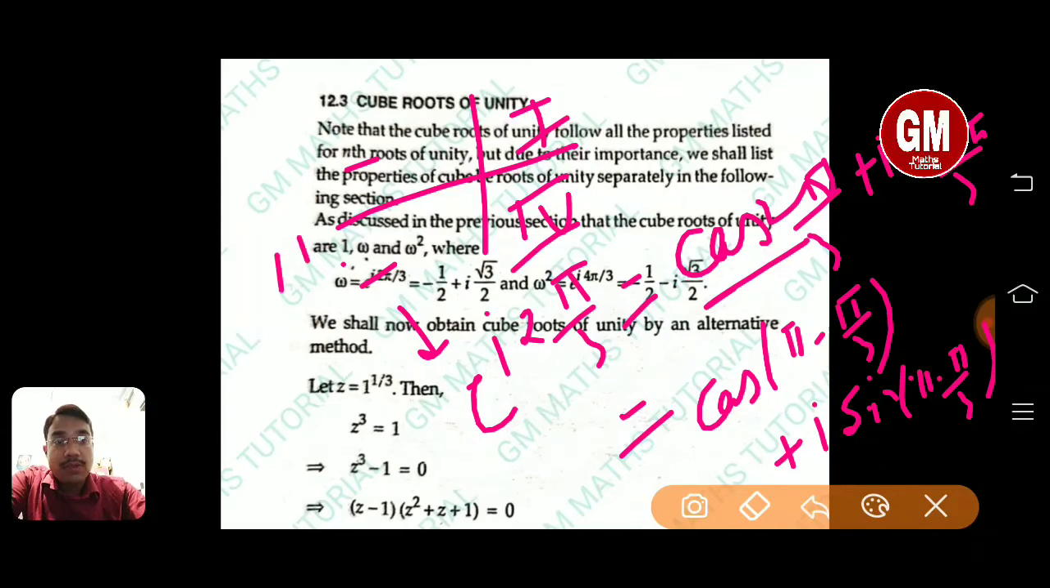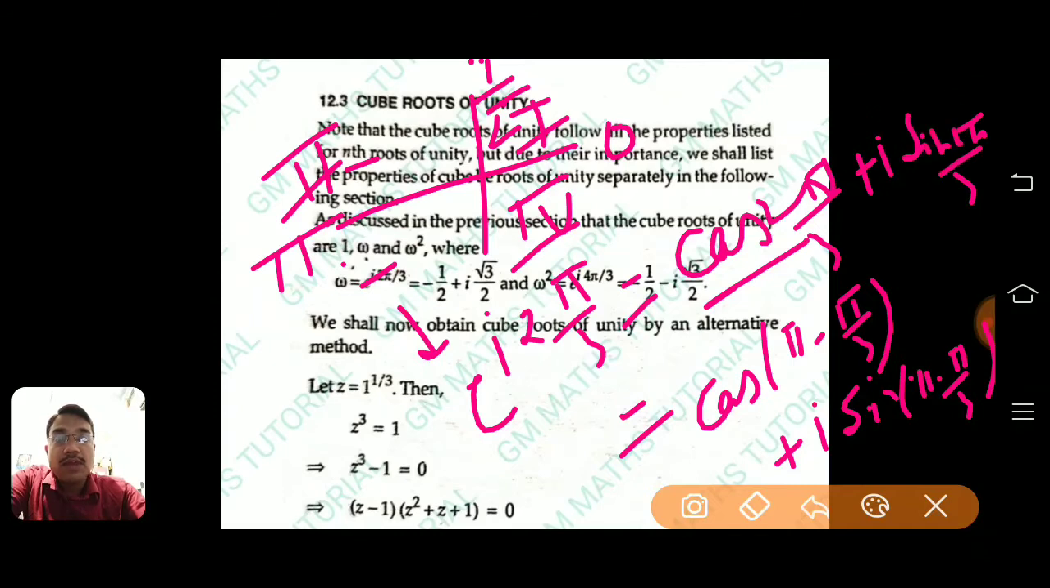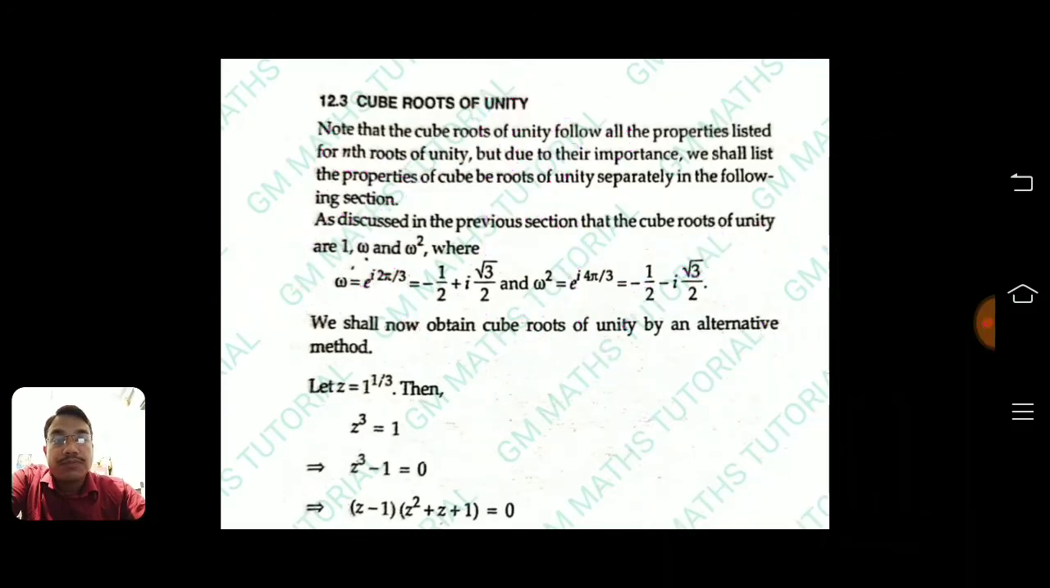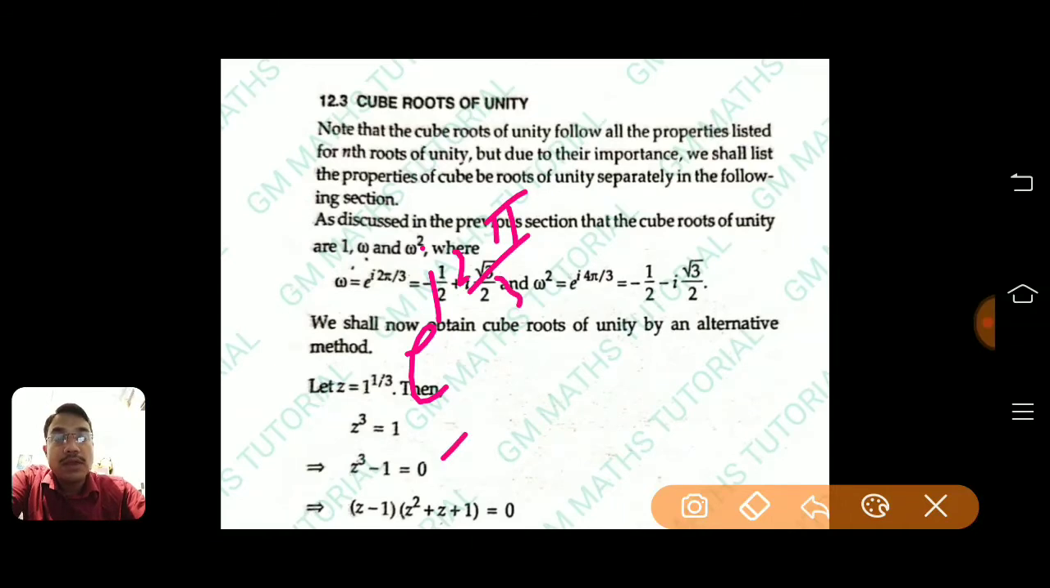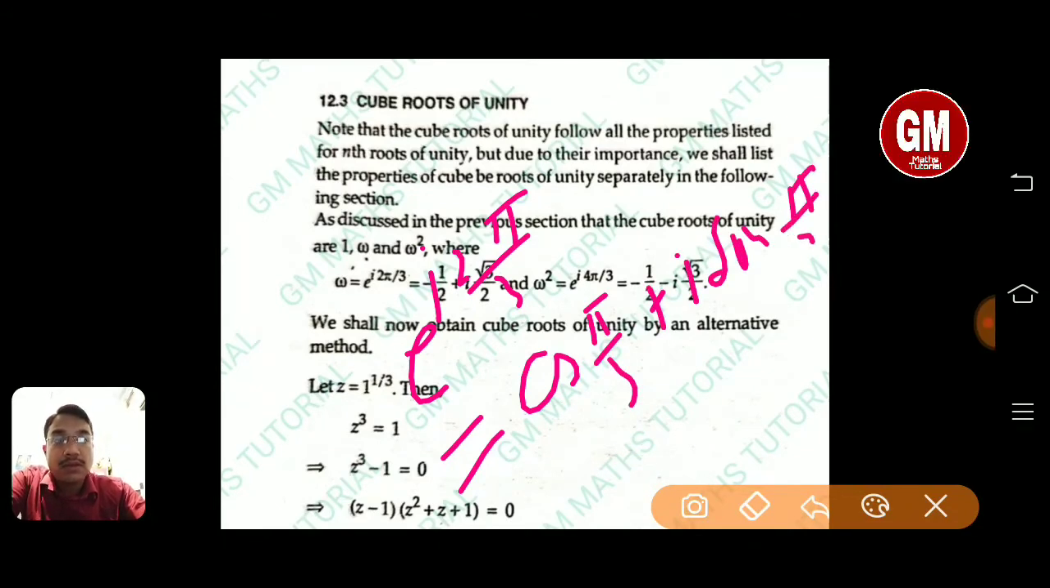Okay, and this is pi, this is 0, this is pi by 2. Pi minus pi by 3 means the second quadrant, and we know that in the second quadrant the cos is always negative. Clear? When cos is negative, e^(i 2pi/3) will give cos(pi minus pi by 3) plus i sin(pi by 3).